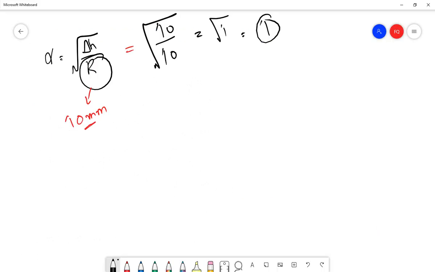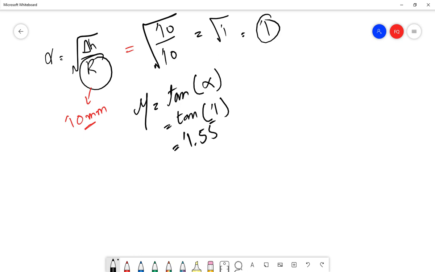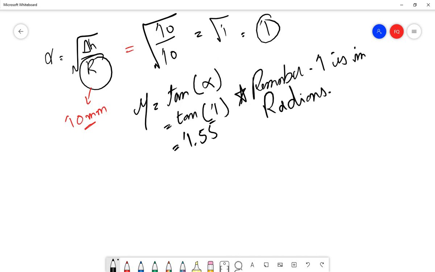So yeah, when I want to calculate the friction coefficient required, and if I use tan of alpha, which means tan(1), the result is 1.55. Remember, one is in radians. This is quite important.